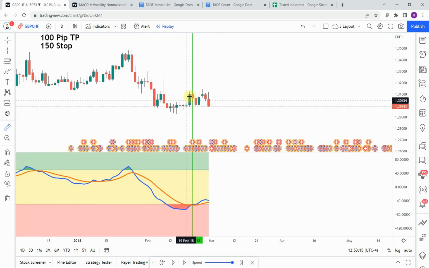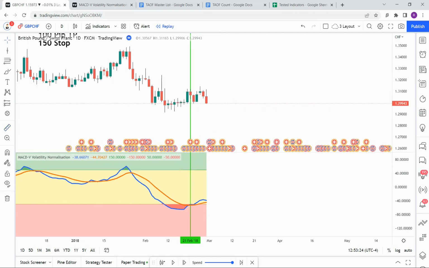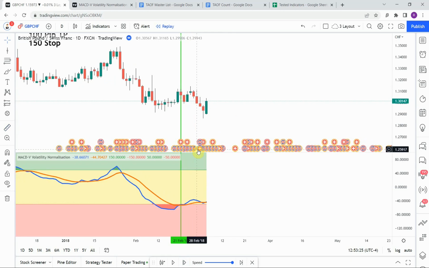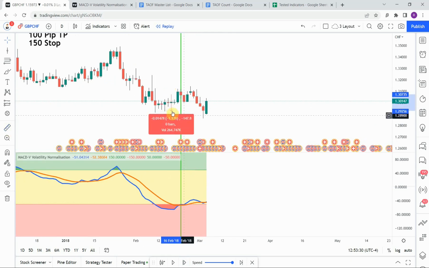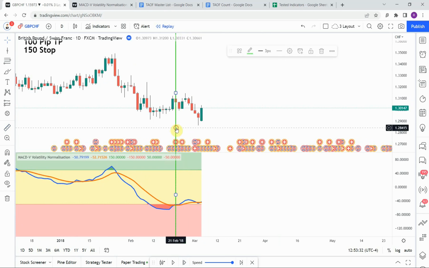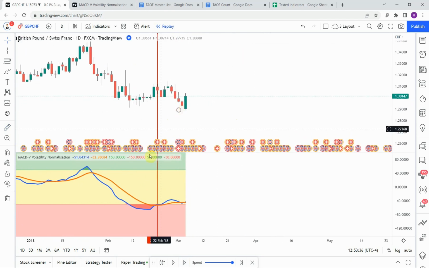Let's go ahead and measure this out here. Haven't hit our stop, and we have not hit our take profit either. Let's go ahead and play it forward just a little bit here. Looks like that would have been our stop right there. Yep. And so that one comes down and hits our stop, unfortunately. Let's go ahead and continue on.